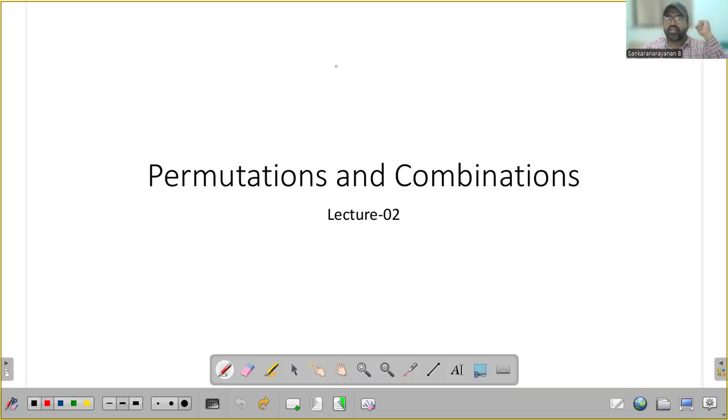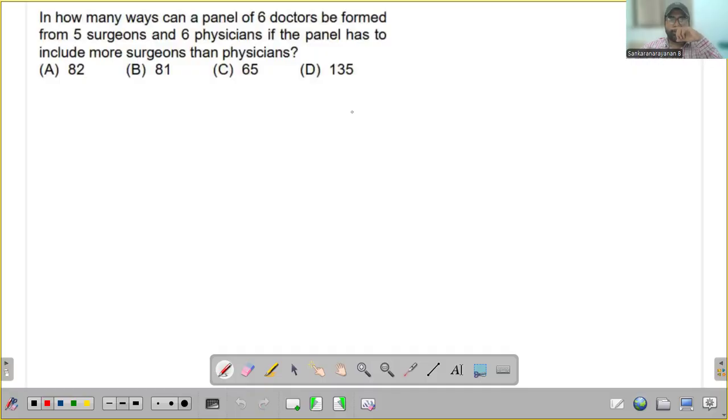Dear students, let us continue our discussion on this topic, that is permutations and combinations. Let's get started with the first question in this series. Take a look at this question.